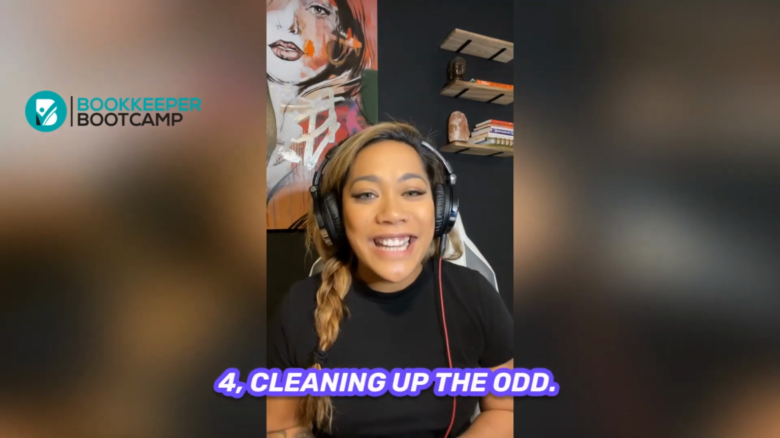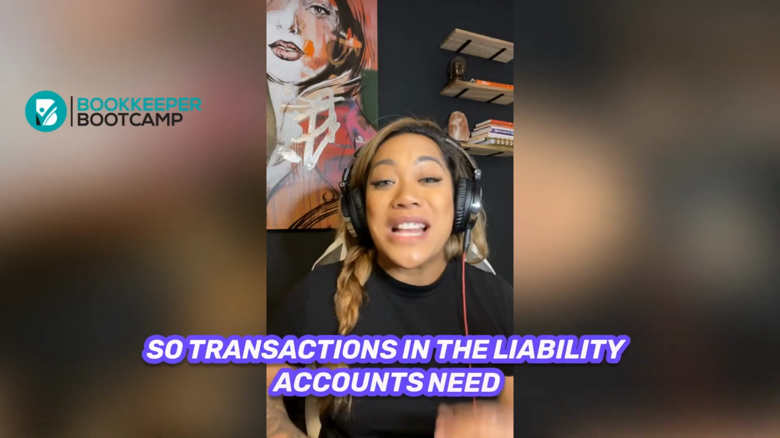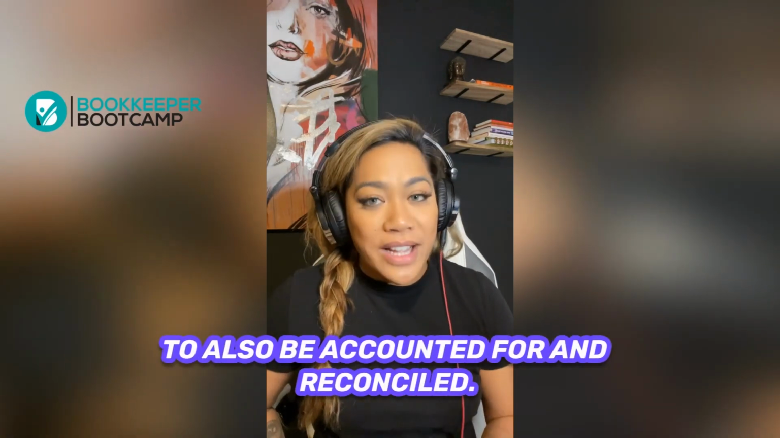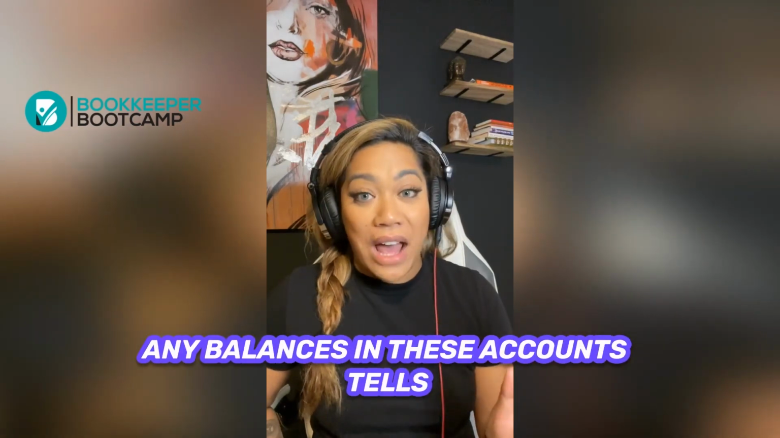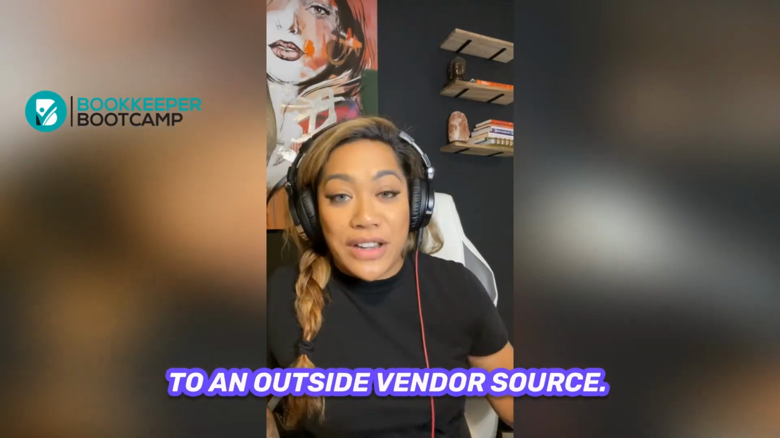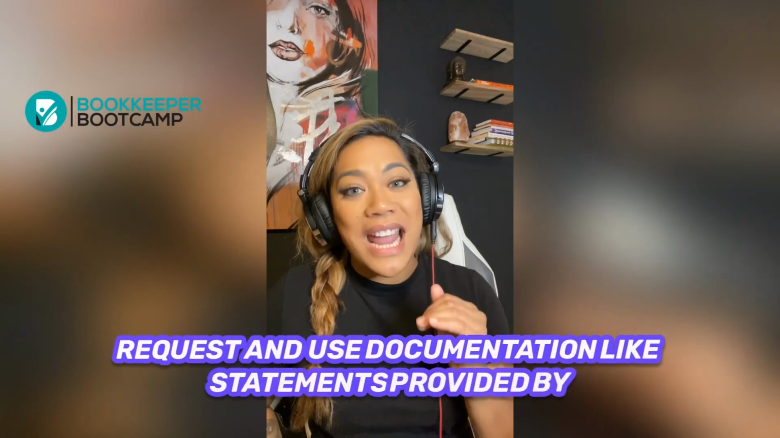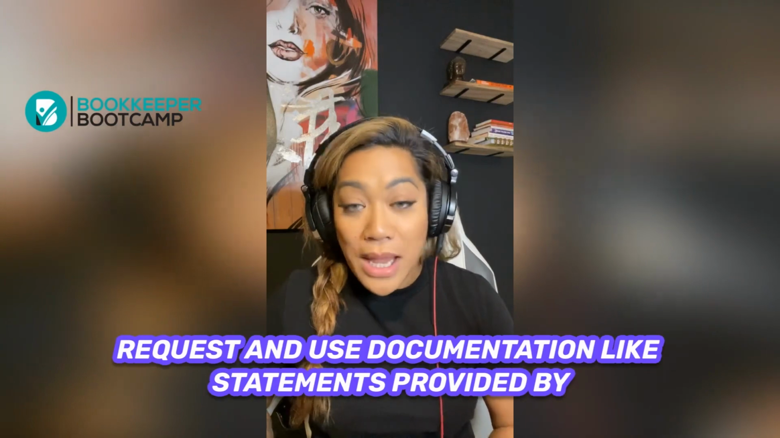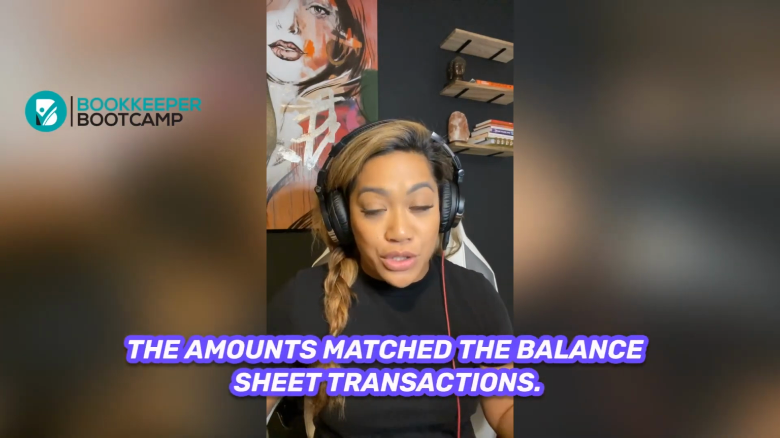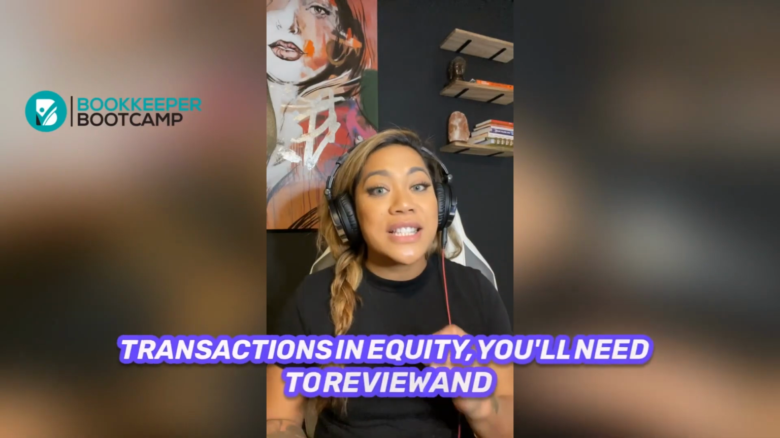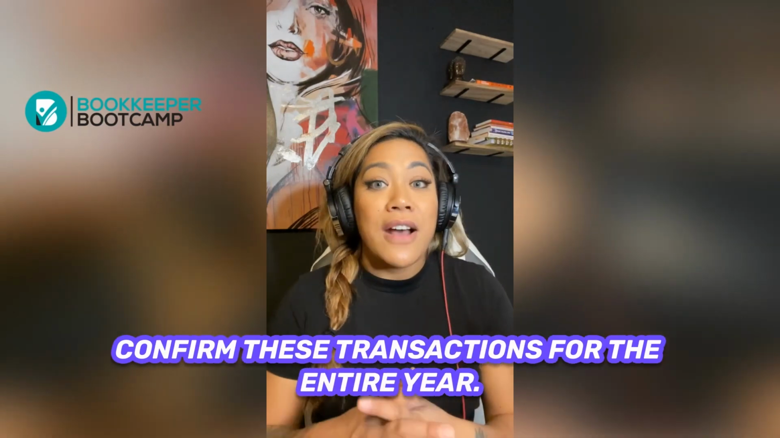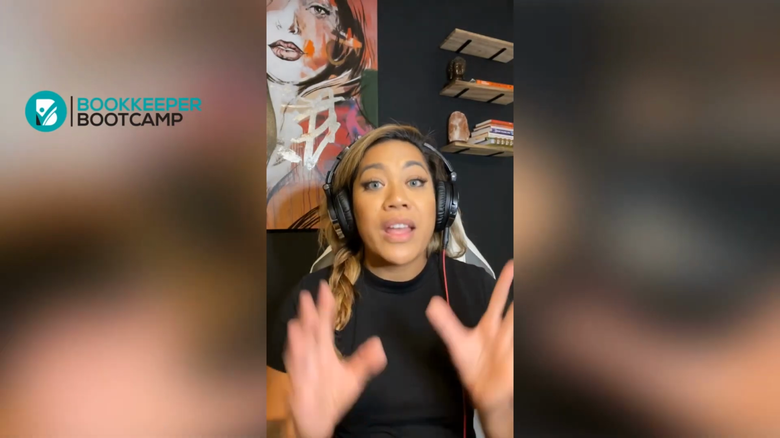4, cleaning up the oddities. So transactions in the liability accounts need to also be accounted for and reconciled. Any balances in these accounts tell us that the business owes money to an outside vendor or source. Request and use documentation like statements provided by that vendor or source to confirm that the amounts match the balance sheet transactions. Transactions in the equity, you'll need to review and confirm these transactions for the entire year.